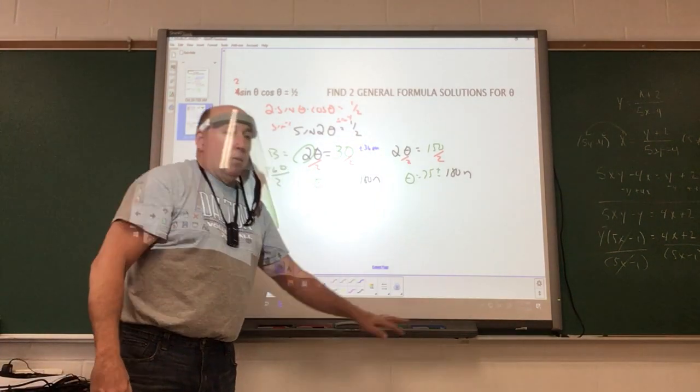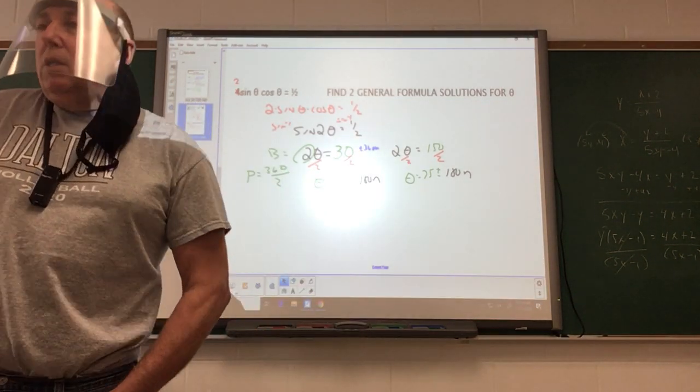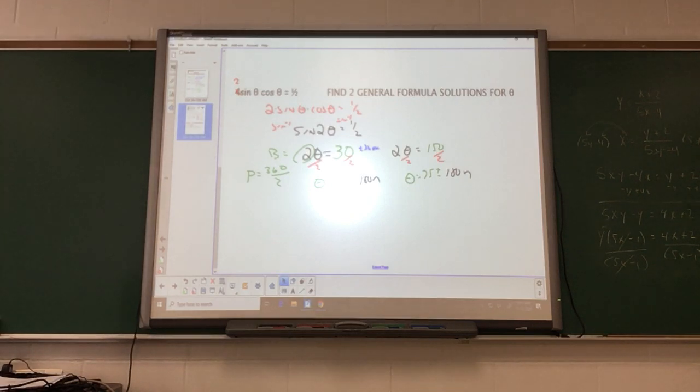Double angles tend to be a little bit easier than angle additions, just because you're used to the types of problems that you're running into. You're used to applying formulas and applying them to triangles, so they tend to be a little bit easier.